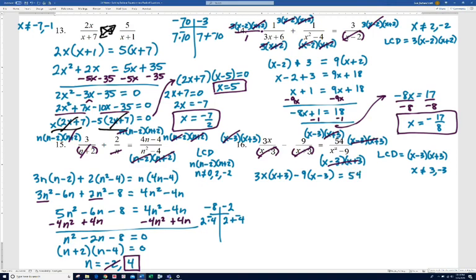So when we distribute here on the left, we're going to have 3x squared plus 9x. We'll distribute the minus 9, we'll get minus 9x plus 27. It's equal to 54. That's interesting. So the 9x and the minus 9x is 0. We're going to have 3x squared plus 27 equals 54.